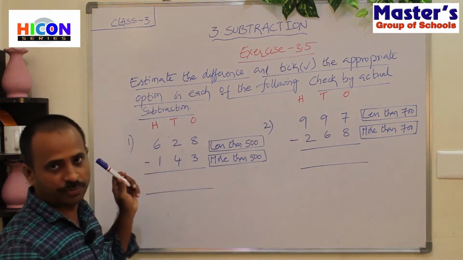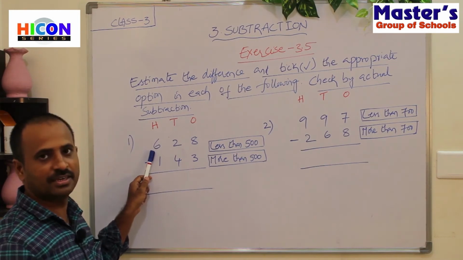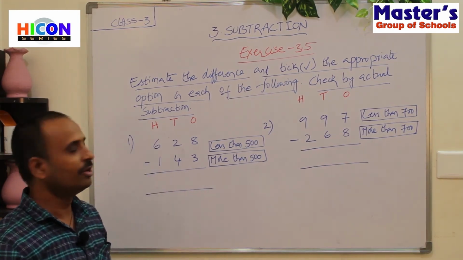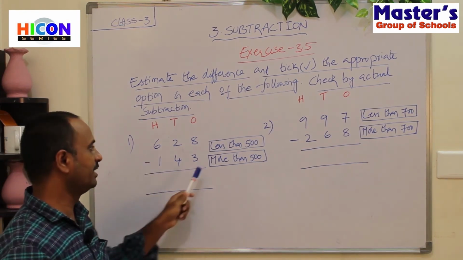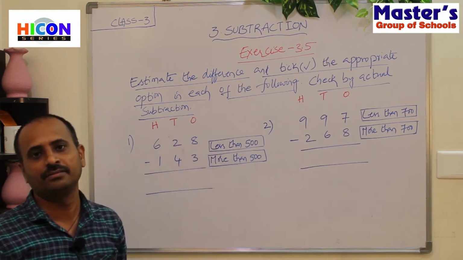So see the first problem. There are two numbers given. The first number is 628 and the second number is 143. Now we have to estimate the difference of these two numbers, whether it is less than 500 or more than 500.